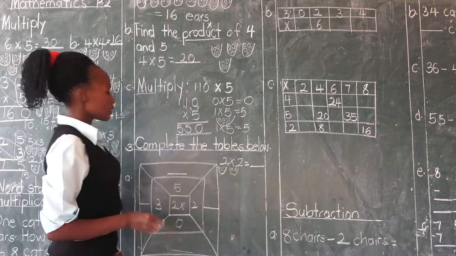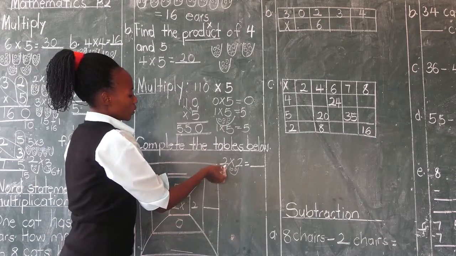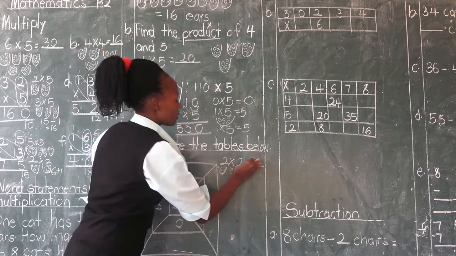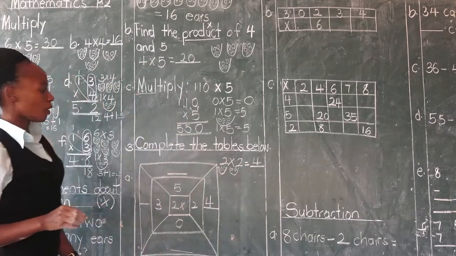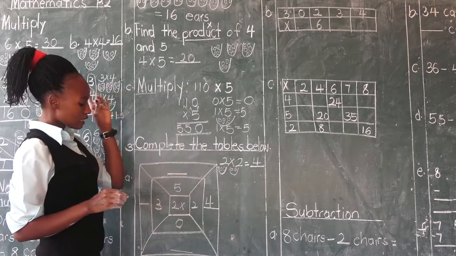Now let's put the balls together. 1, 2, 3, 4. We shall get 4. Then we write our number 4. There, we complete the table there. Now we come to the next one.